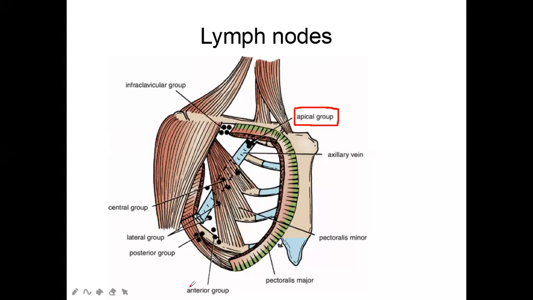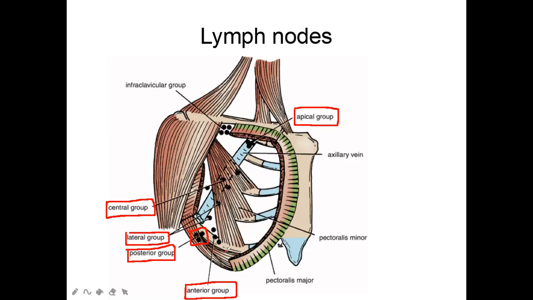And then we have the anterior group of lymph nodes, the posterior group of lymph nodes, and the lateral group of lymph nodes. And then we have the central group of lymph nodes embedded within the fat. So the lateral group is in relation with the axillary vein, and the central group is in relation with the fat that I see within the axilla.